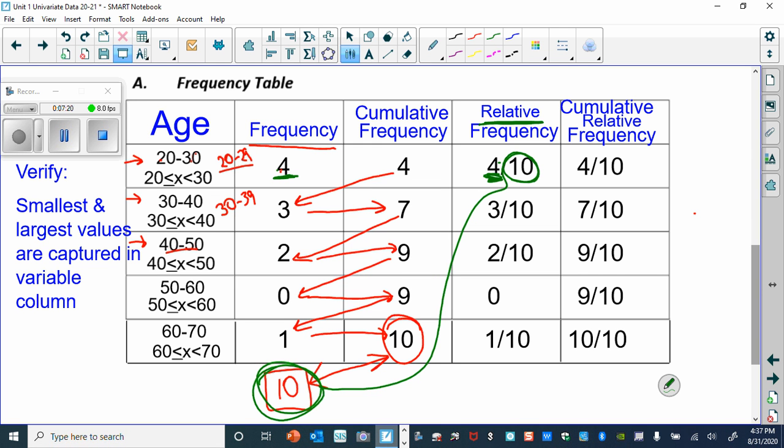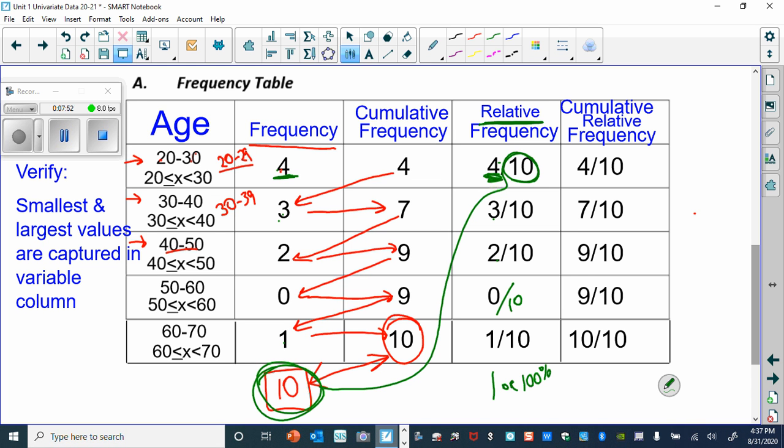the frequency. And so we've got 4 out of 10 between 20 and 30, 3 out of 10 between 30 and 40, 2 out of 10, none here, it doesn't matter if it's 0 or 0 out of 10, it doesn't matter. And then finally 1 out. And so the sum of this always has to be 1 or 100%. Okay? That's the total of that. All right?